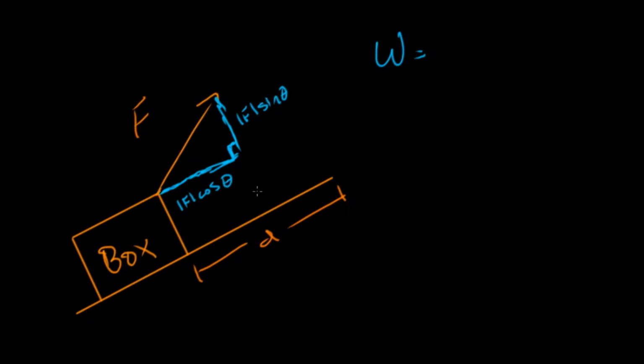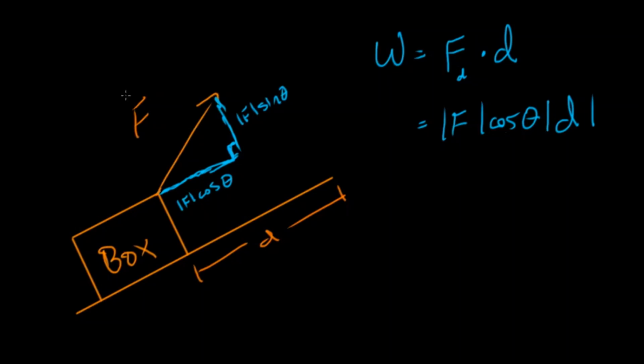All right? But the work that's being done is going to be the force times the distance, but this force is in the direction of the distance, or the displacement, sorry. And that is going to be the magnitude of F cosine theta. And then down here, the distance moved is the magnitude of the distance. All right, both of these are vector quantities. I should throw hats on those. Right, the force that's being done is a vector. It has a direction and it has a magnitude. The displacement has a direction and a magnitude.